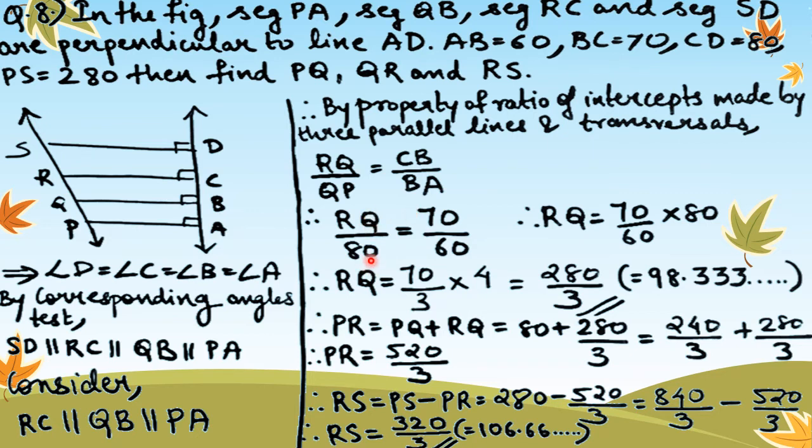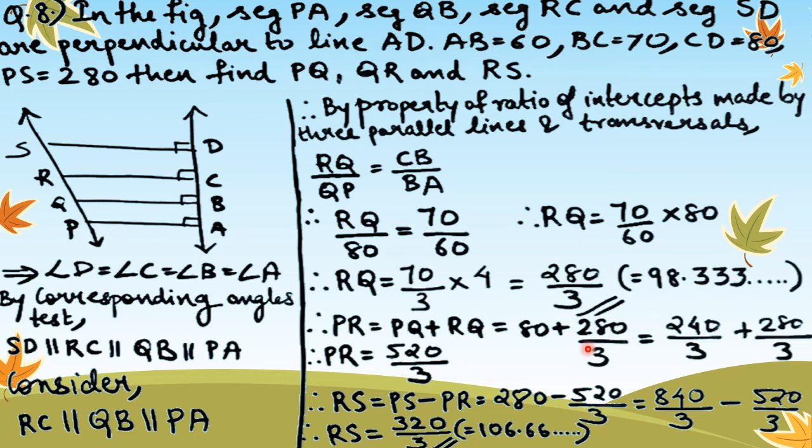So RQ is, now 80 will go to the other side, 70 upon 60 into 80. Now 80 and 60 we can divide by 20. 4 twenties are 80 and 3 twenties are 60. So 70 upon 3 into 4. That is 70 into 4 is 280. So 280 upon 3. Now this we cannot divide perfectly, so you just keep it like that, because if you divide, it will be of recurring form. The answer will be 93.3333, the 3 will occur again and again. So it is better to keep it as 280 upon 3, no need to divide.